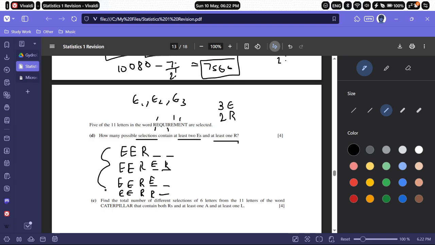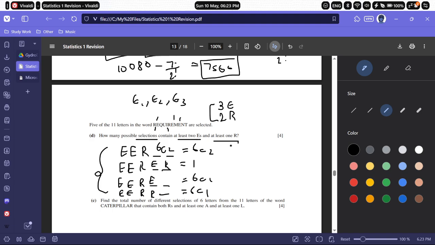So for this case, just think about the remaining letters you have apart from E and R. In total these are five, and you're left with six letters to choose from. So this would just be 6C2. This is basically just one case. This is 6C2. This is just 6C1, because for all the remaining blanks you're considering the letters apart from E's and R's. And then again this would be 6C1 as well.